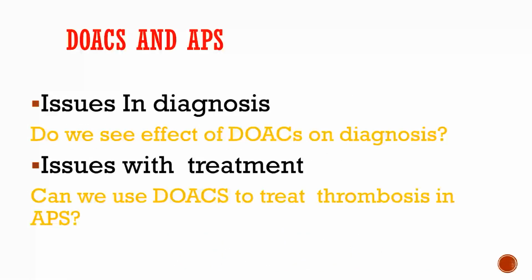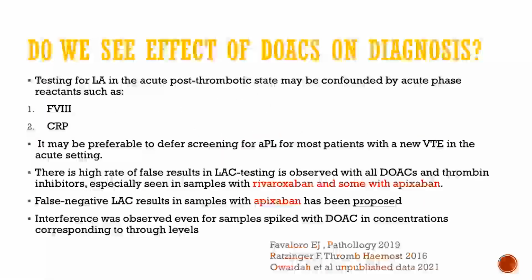If we would like to switch gears now to the DOACs and APS, we can look at DOACs and APS from two points: the effect of DOACs on the diagnosis and the effect of DOACs on the treatment, or the utility of treatment. The question: do we see an effect of DOACs on diagnosis? Definitely, we see that in clinical practice, and the literature has supported that.